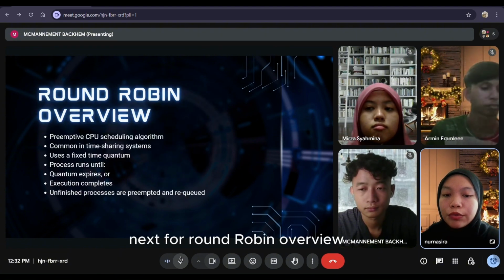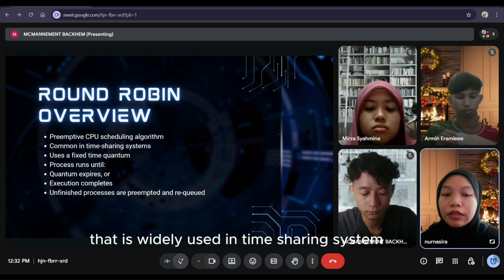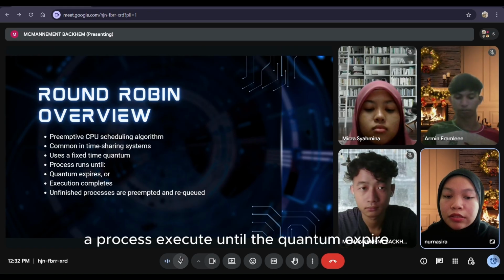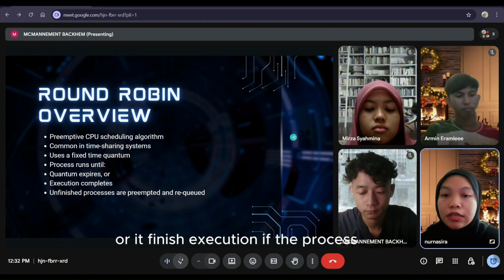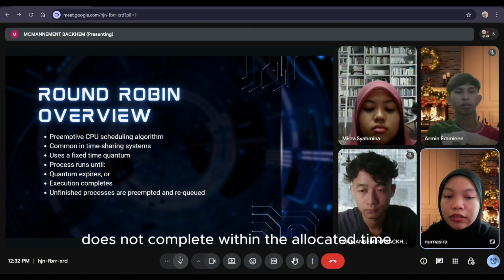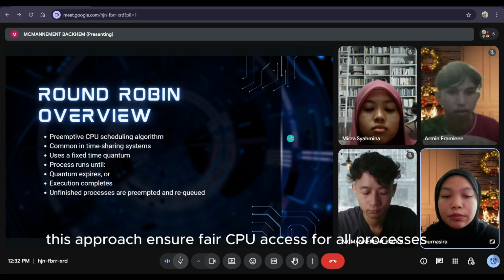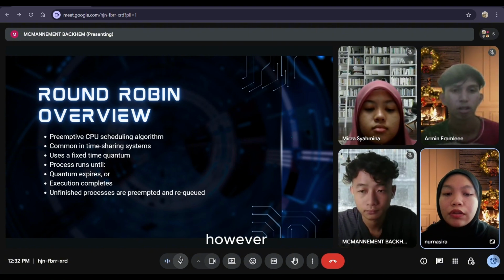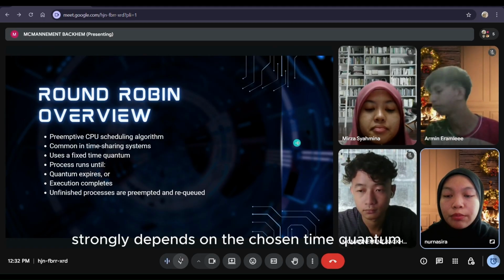Next, the round robin overview. Round robin is a preemptive CPU scheduling algorithm that is widely used in time sharing systems. Each process is assigned a fixed time quantum. A process executes until the quantum expires or it finishes execution. If the process does not complete within the allocated time, it is preempted and placed back at the end of the ready queue. This approach ensures fair CPU access for all processes. However, the overall performance of round-robin scheduling strongly depends on the chosen time quantum.